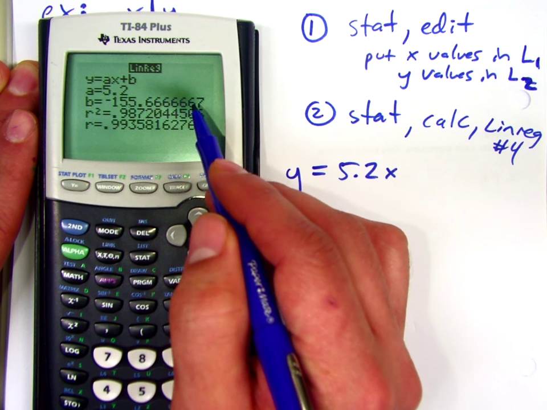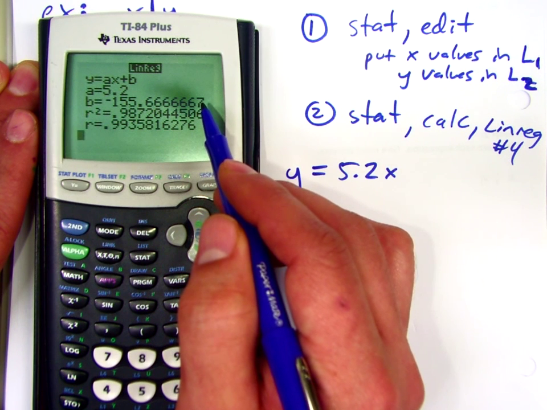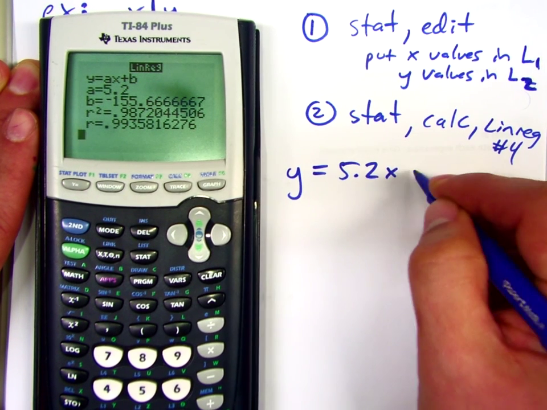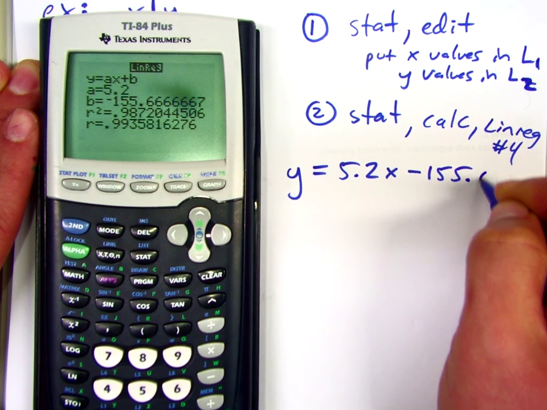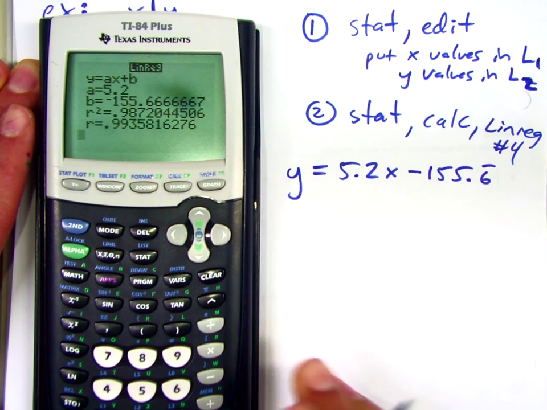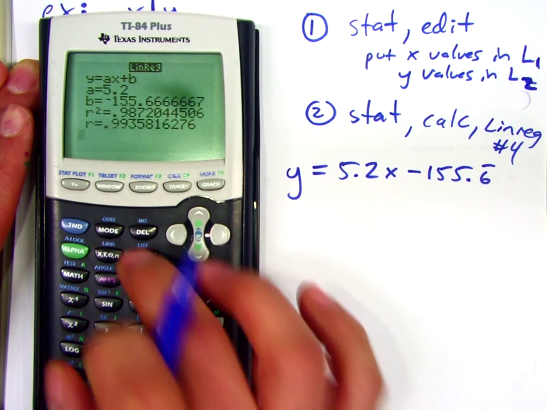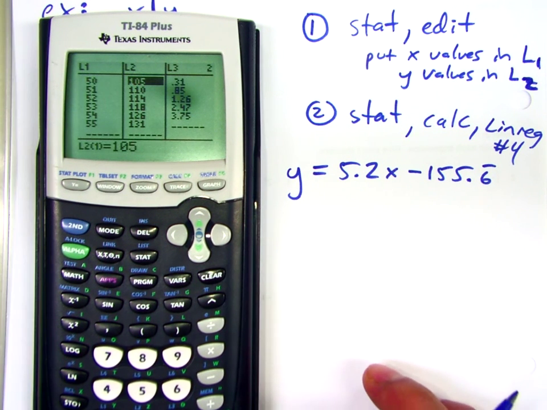This is actually 6 repeating. Your calculator just rounds it. Why is mine off? Because you probably inserted something wrong. Go back to stat, go back to edit, check all your points and make sure they're exactly the same.